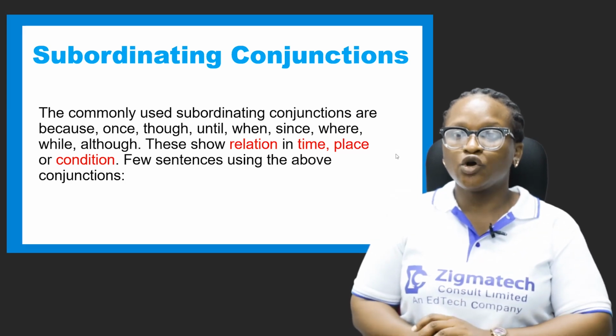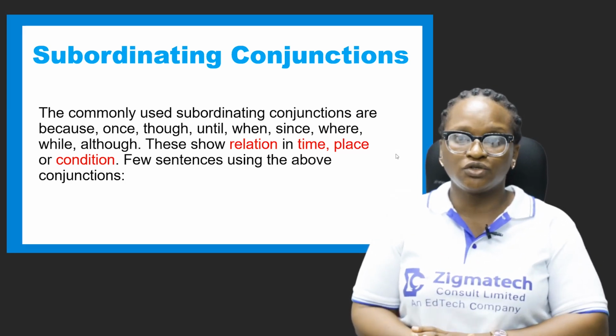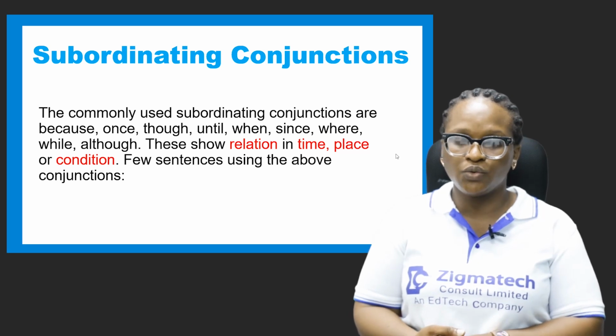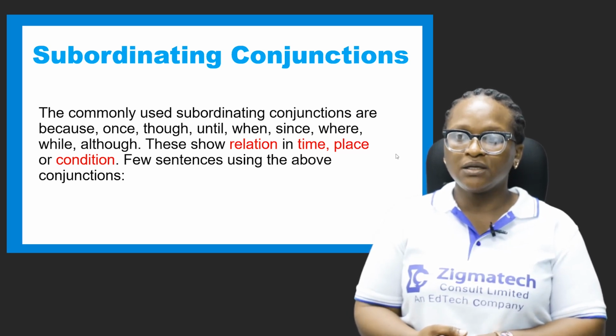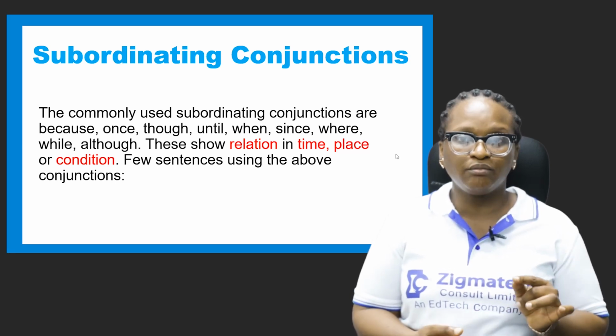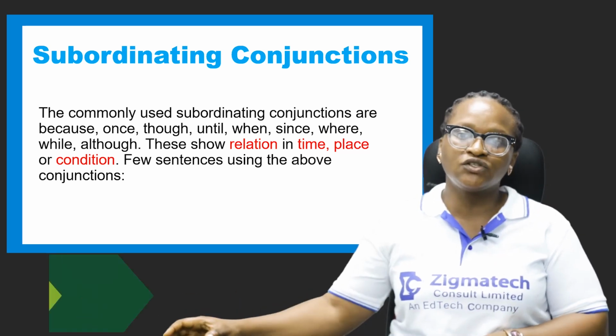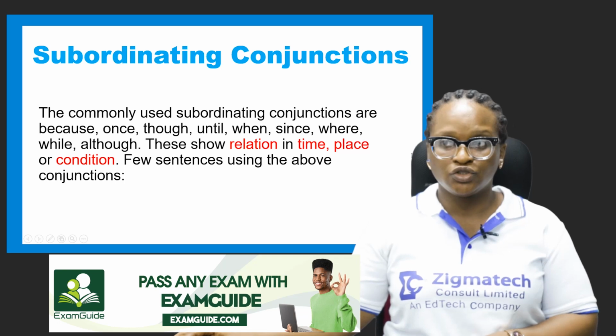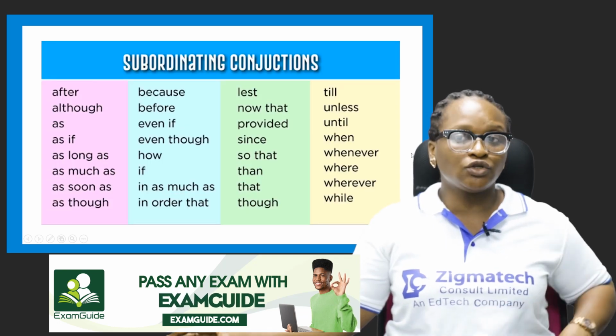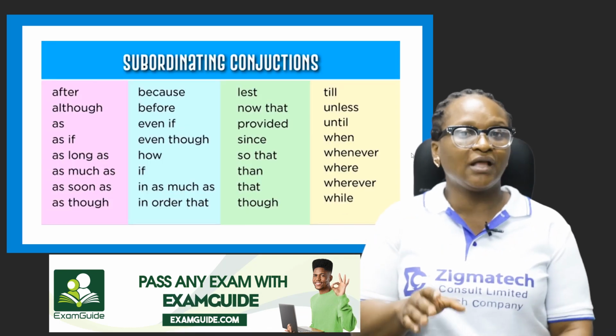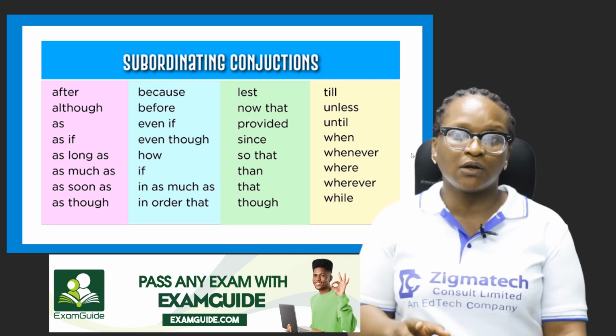It says the commonly used subordinating conjunctions are because, once, though, until, when, since, where, while, or though. These show relation in time, place, or condition. All right, so here are a few sentences using the above conjunctions. So that is it. Subordinating conjunctions are those conjunctions that are used to introduce the subordinate clause.